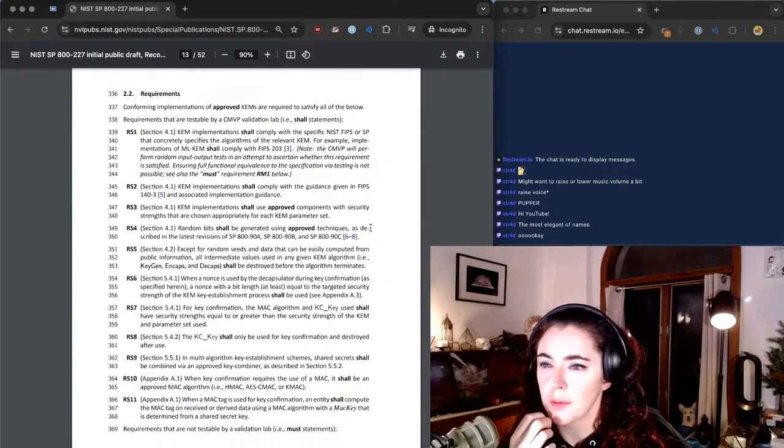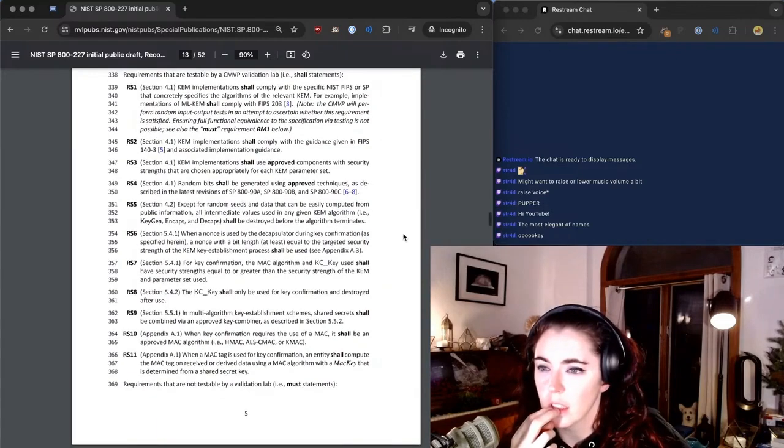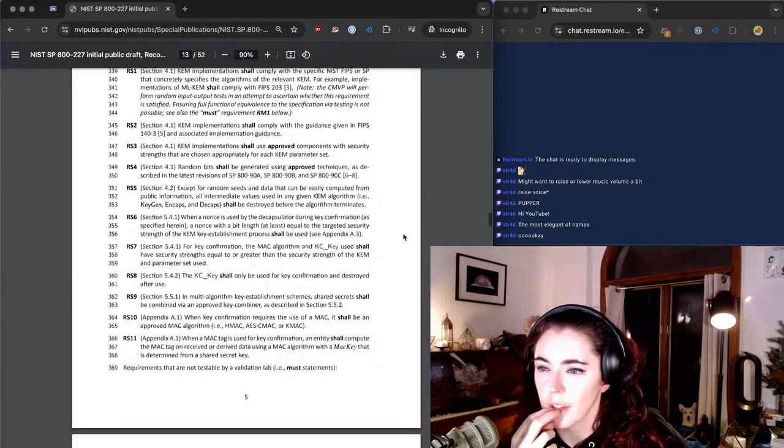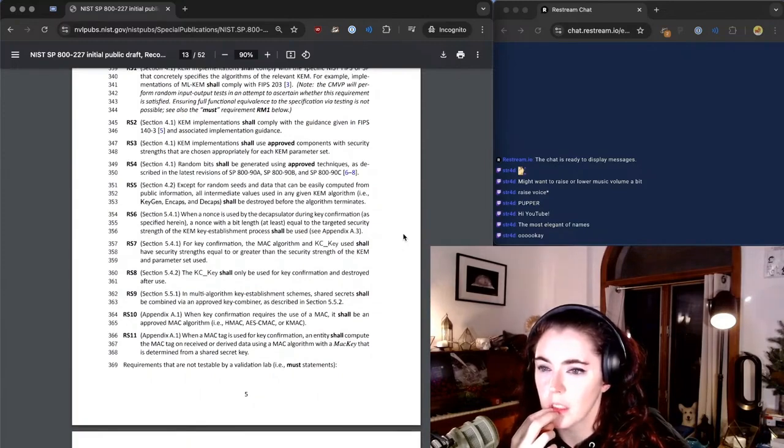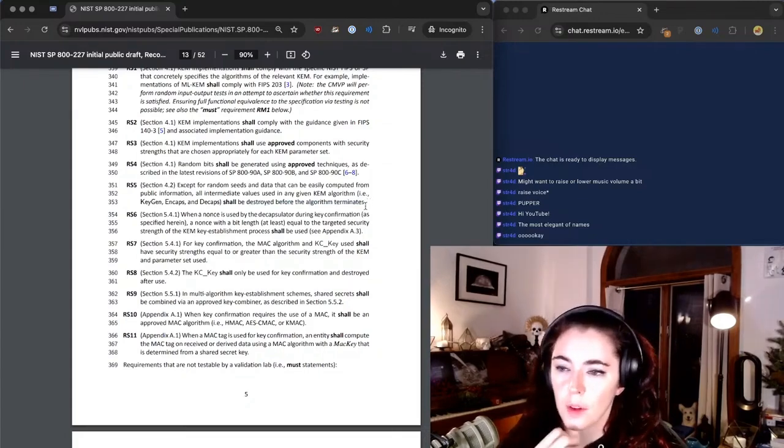Conforming implementations of approved KEMs are required to satisfy all the below, testable by an evaluation lab. Few components of transfers and appropriate. Okay. This is very generic. Except for random seeds and data, can be easily computed from public information. All intermediate values in the KEM algorithm shall be destroyed. Yep. Not when, but before the algorithm terminates.